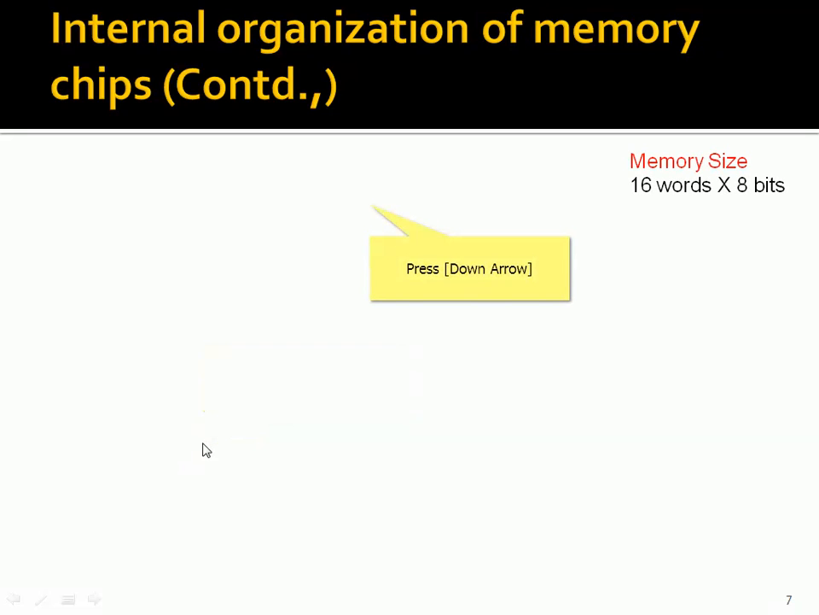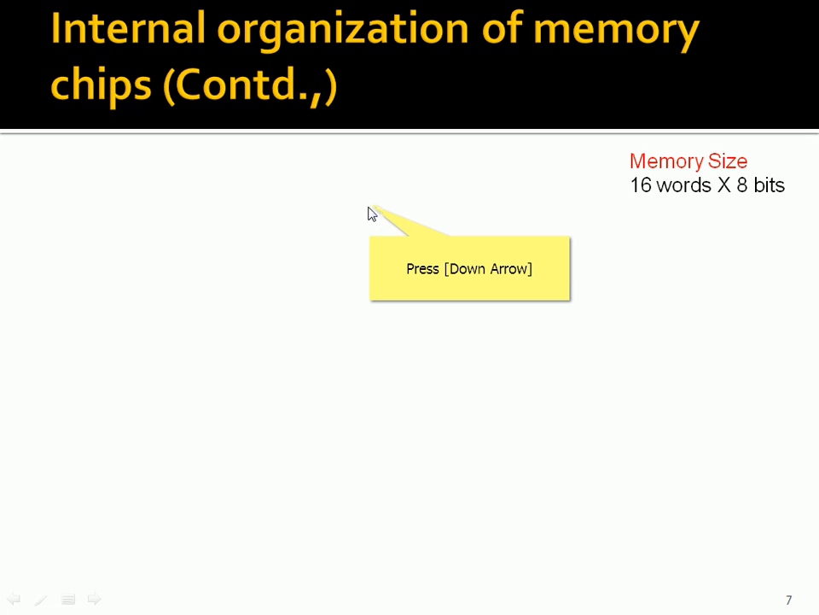Coming to the internal organization of the memory, let me take a small example of a memory of size 16 words by 8 bits. That is 128 bits of memory. So it is organized as 16 words, that is 16 rows, and 8 bits, that is 8 columns. So 16 into 8, a 128-bit memory is organized here.